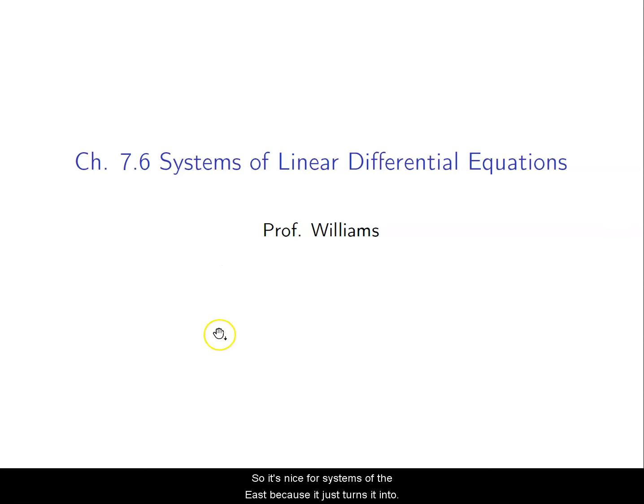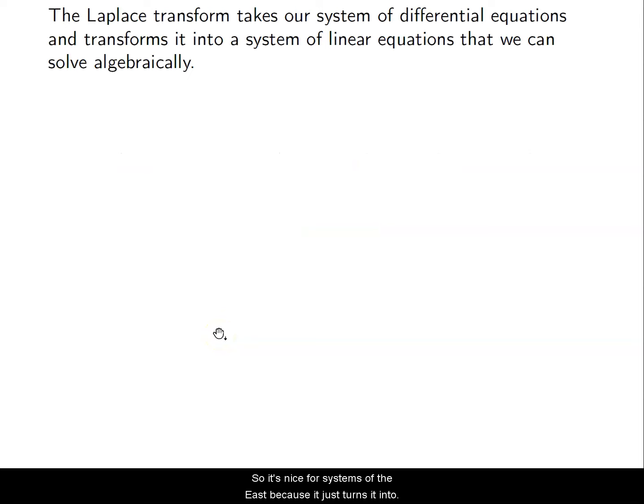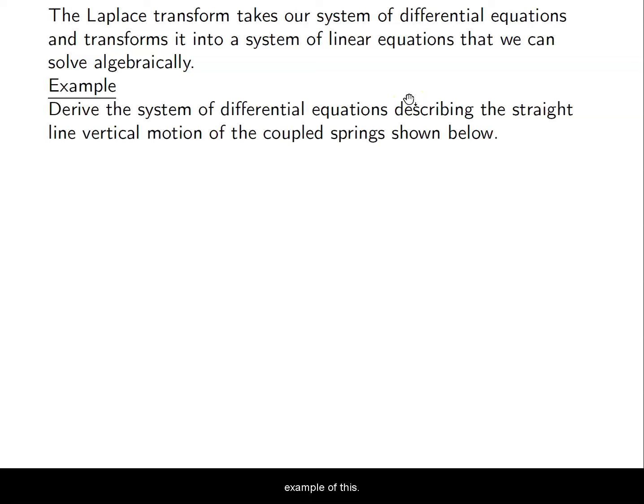So it's nice for systems of DEs because it just turns it into a system of equations, right? So things from like algebra 1, algebra 2 basically. So that's the nice part about this. Again, the Laplace transform takes our system of differential equations and turns it into a system of linear equations that we can solve algebraically, right? So for an example, just to throw a wrench in there a little bit, we're going to derive an equation and then solve it with the Laplace transform.